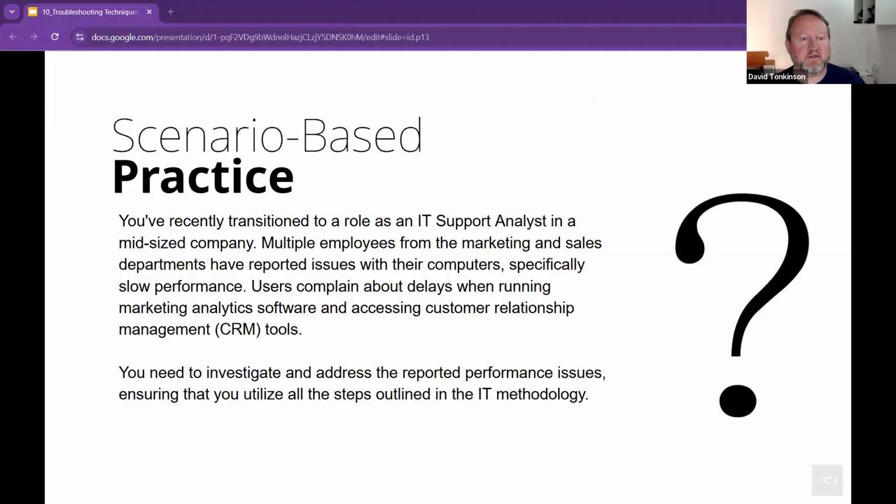So we're going to do a scenario-based practice. You've recently transitioned into a role as an IT support analyst. Congratulations, pat on the back for that, in a mid-sized company. Multiple employees from the marketing and sales department have reported issues with their computers. Specifically, slow performance. Users complain about the delay when running marketing analytical software and accessing customer relationship management, so our CRM tool. You need to investigate these to address the reported performance issues, ensuring that you utilize all the steps outlined in the method.